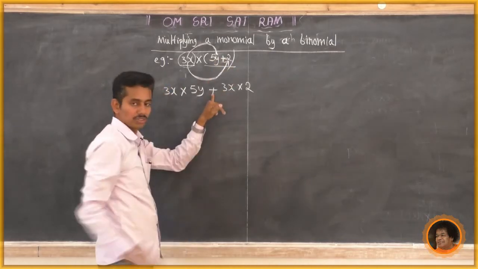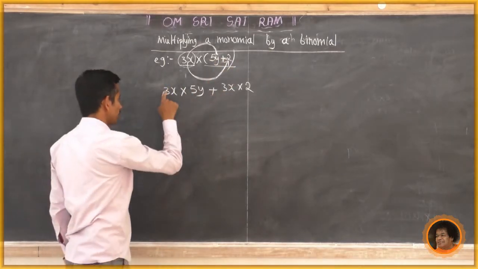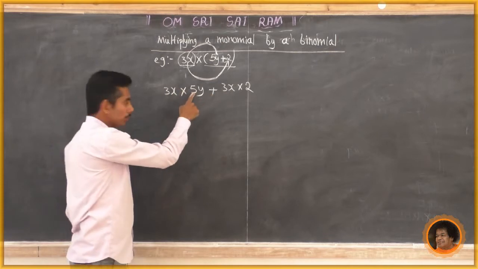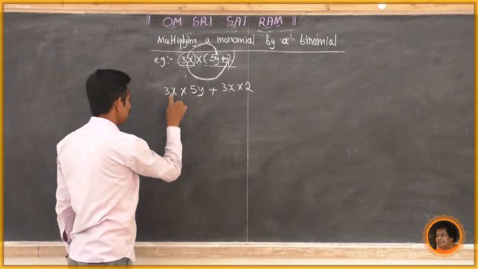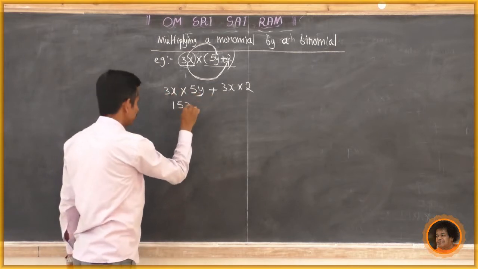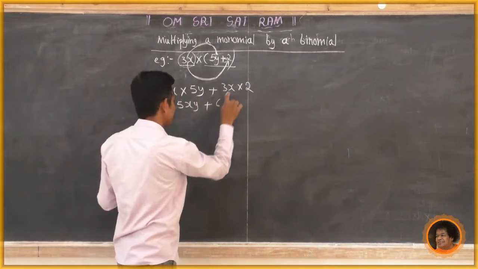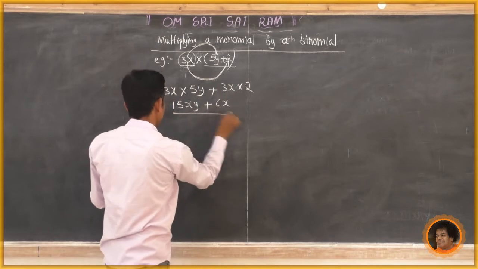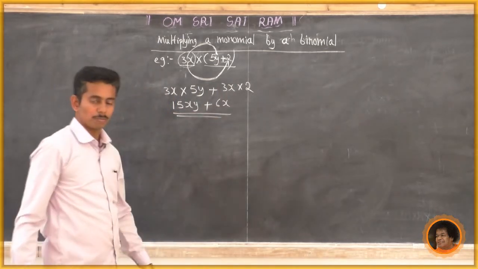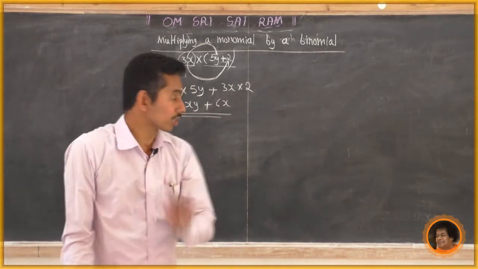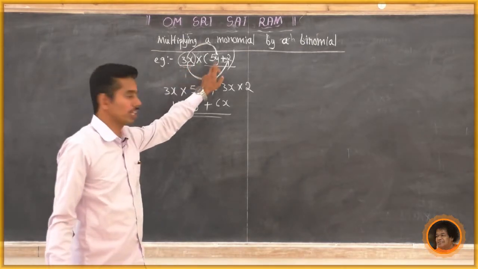So it is plus. Now 3x into 5. First multiply 3 into 5. What do we get? 15. x into y, xy. Plus 3 into 2, 6. 6 into x, 6x. So 15xy plus 6x is the product of 3x into 5y plus 2.